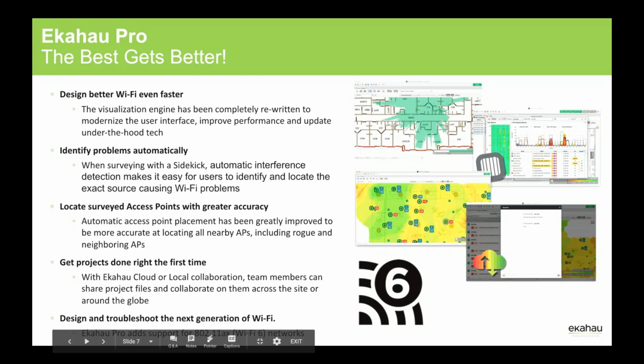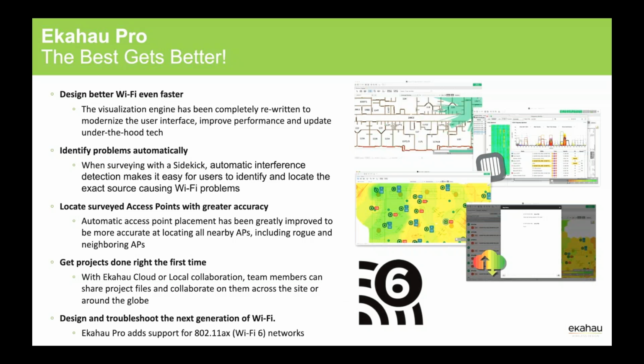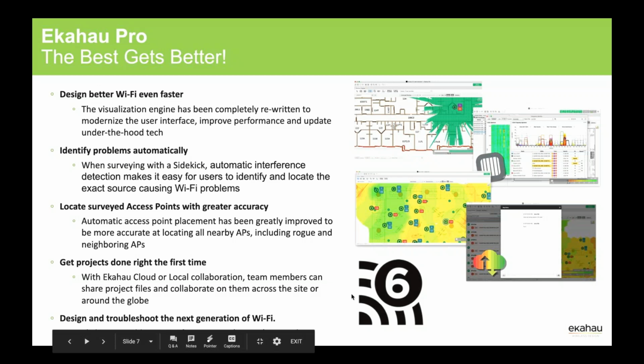I won't read through all of these, but really a focus is around improving performance, bringing the latest Wi-Fi 6 standards into the tool for both planning and surveying, and then also more collaboration capabilities, so better note taking, picture notes, things like that, and just better accuracy when it comes to AP placement, visualization engine, also identifying interferers. We have a new interference classification capability as well.